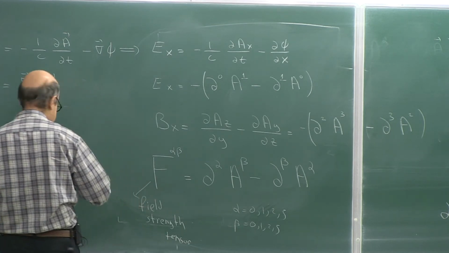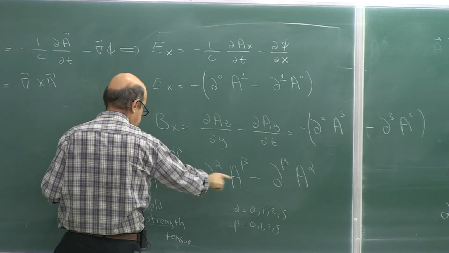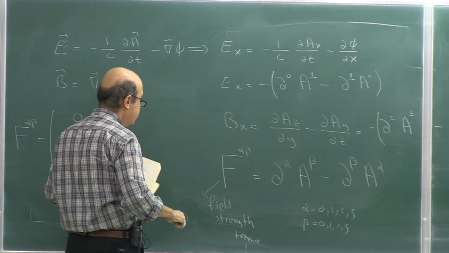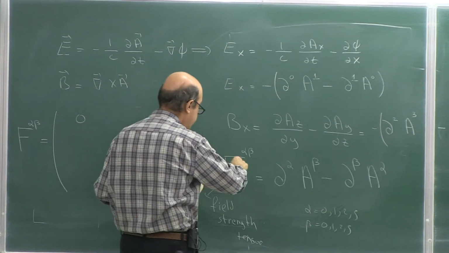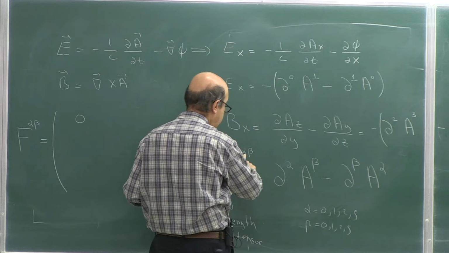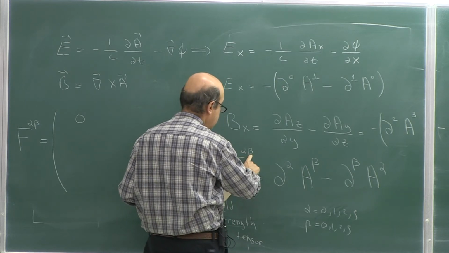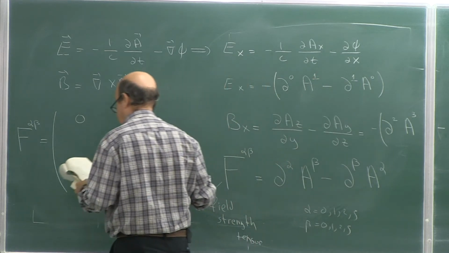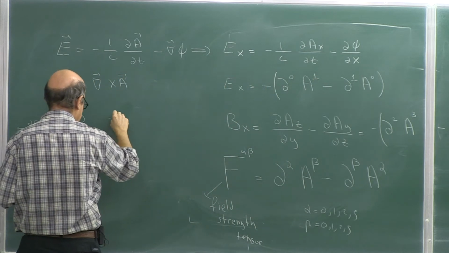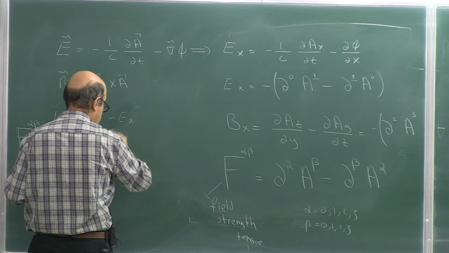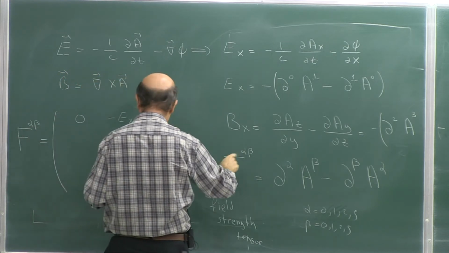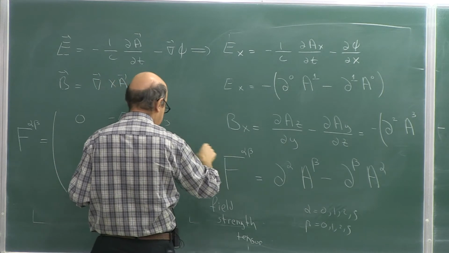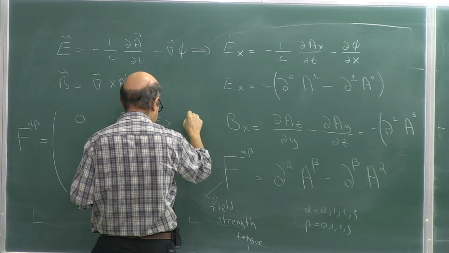If you put 0, 0 here, that is 0, all diagonals are 0. And if you look at this, what is the 0, 1? 0, 1 is nothing but this 0, 1 minus 0, that is equal to minus EX component. If you do this for 0, 2, that is minus EY, and for 0, 3, that is minus EZ.